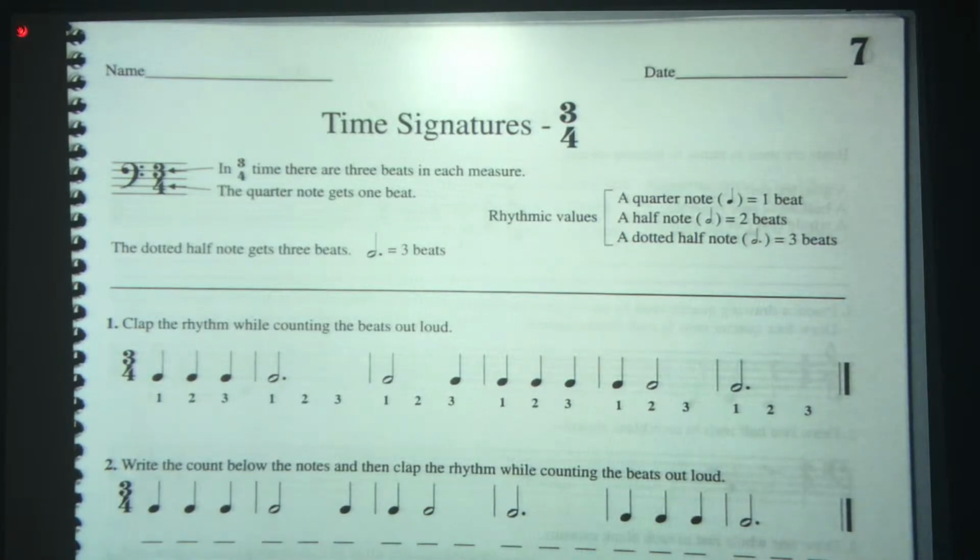1, 2, 3, 1, 2, 3, 1, 2, 1, 2, 3, dee, dee, dee, dee, dee, dee, dee, dee. A few of my favorite things.